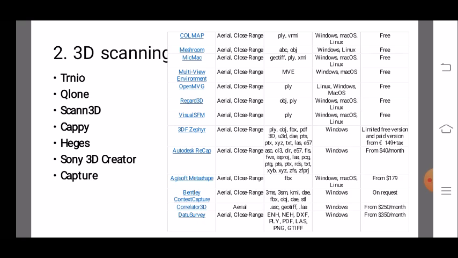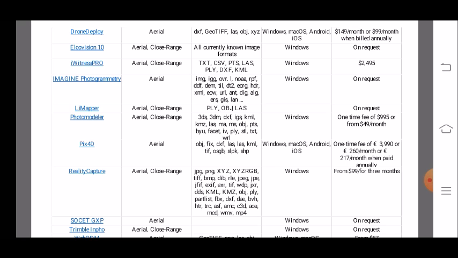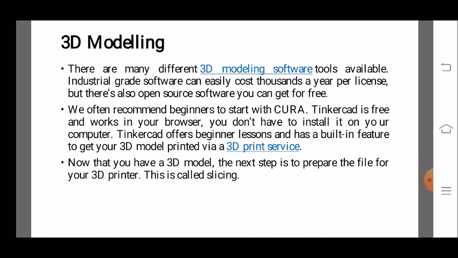For 3D scanning we have different software like Trnio, Qlone, Scan 3D, Capturing Reality, Sony 3D Creator, Capture, and other freeware is also available like Multi-View Environment, OpenMVG, Regard3D, VisualSFM, COLMAP, etc. Pixel 4D is also a good option. There are many 3D modeling software tools available.